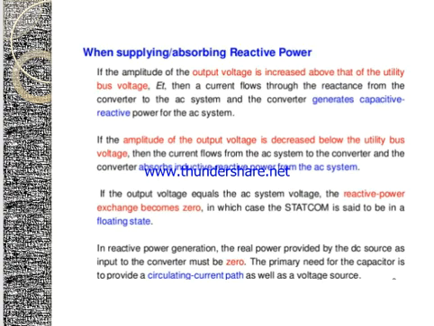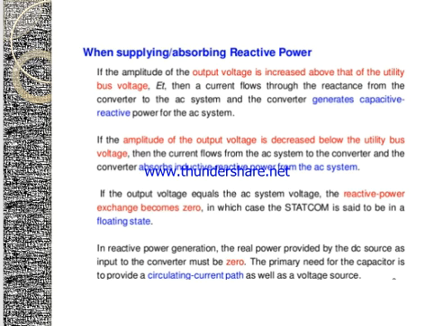Next we consider supplying or absorbing reactive power. If the amplitude of the output voltage is increased above that of the utility bus voltage, then a current flows through the reactance from the converter to the AC system, and the converter generates capacitive power for the AC system. Conversely, if the output voltage amplitude is decreased below the utility bus voltage, then the current flows from the AC system to the converter, and the converter absorbs inductive reactive power from the AC system. If the output voltage equals the AC system voltage, the reactive power exchange becomes zero, in which case the STATCOM is said to be in floating state.